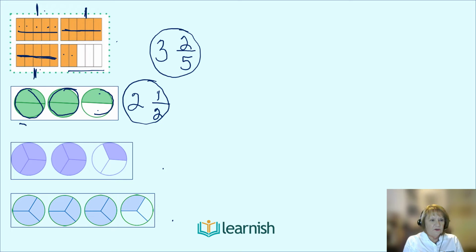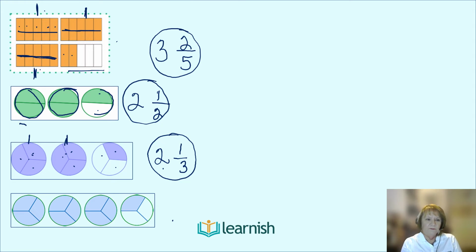Let's look at the third one. So these are divided into sections of 3, and all 3 of these are shaded in, that's 1. All 3 of these are shaded in, that's another one. And 1 out of 3 of these are shaded in, so that can be represented by 1 out of 3, and we have 2 whole circles shaded in, so our mixed number is 2 1/3.